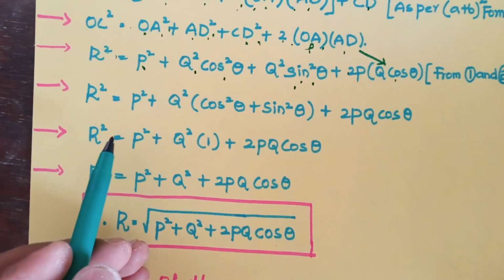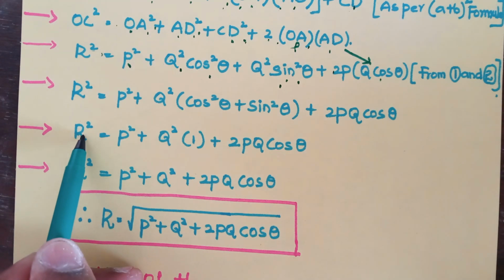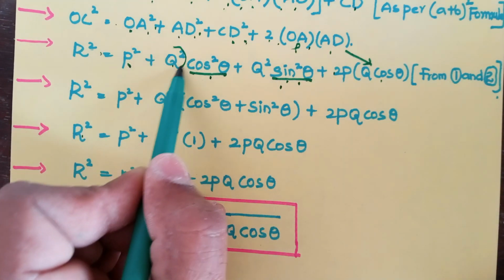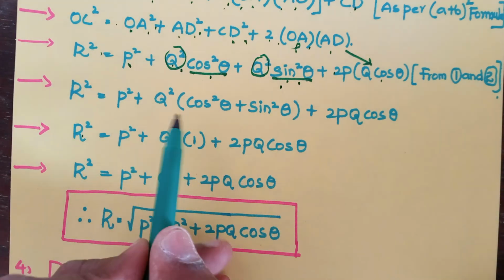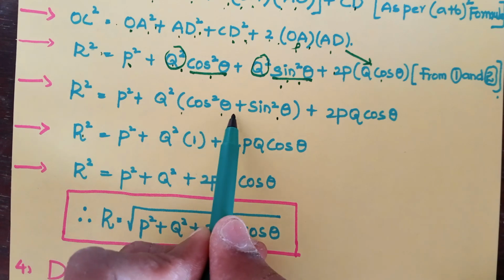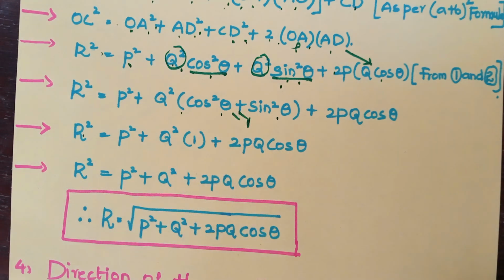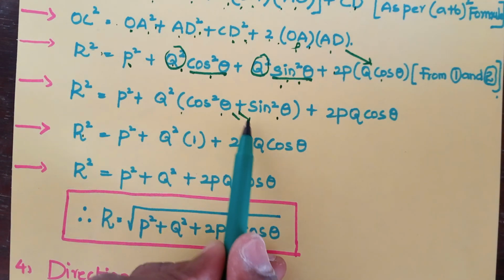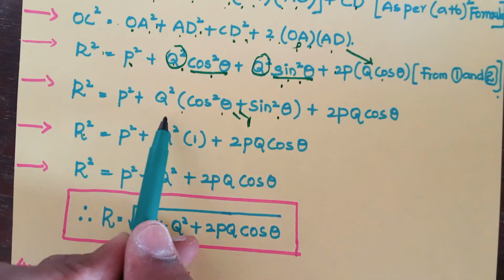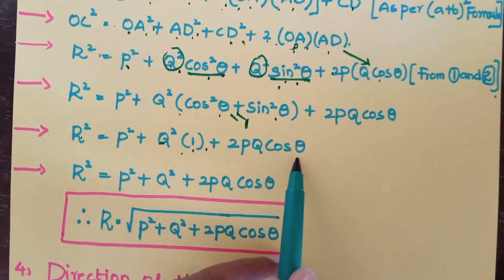Now from these we can easily find the value of R square. Sir, see here, cos square theta plus sin square theta. Here Q square term is common, so we take it common: cos square theta plus sin square theta. Cos square theta plus sin square theta is equal to 1 from the trigonometric identity. So R square is equal to P square plus Q square into 1, that is Q square, plus 2PQ cos theta.